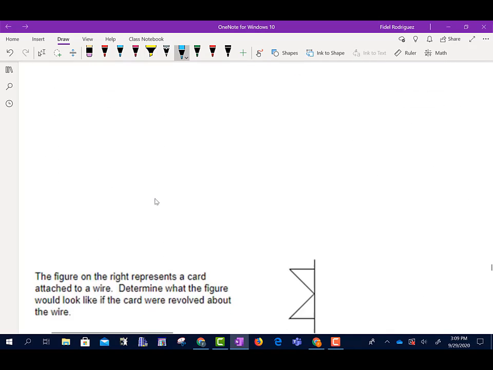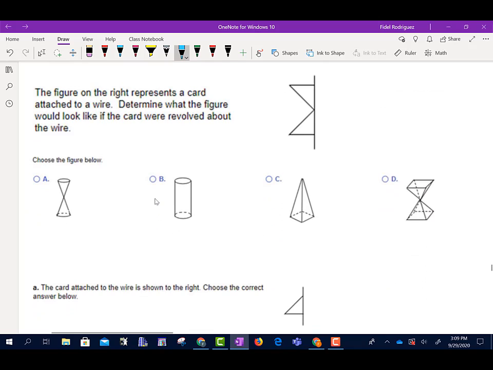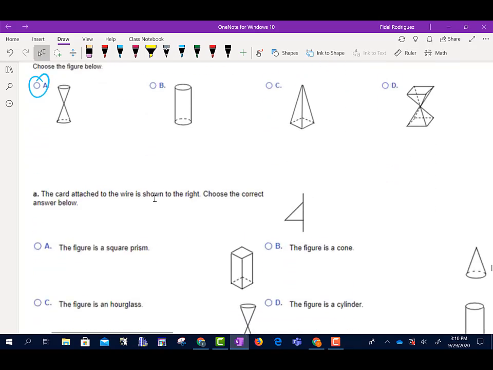Okay. Let's see. Okay, so it says the figure on the right represents a card attached to a wire. Determine what the figure would look like if the card were revolved about the wire. So let's explain what that means. That means that we're going to stick this thing in the ground, okay? And then we're going to start spinning that little pole. If we were to spin that pole, we'd end up with something that's going to kind of look like this, okay? Right? So out of the choices that I have here, A, B, C, and D, choice A appears to be my answer, right? Okay.